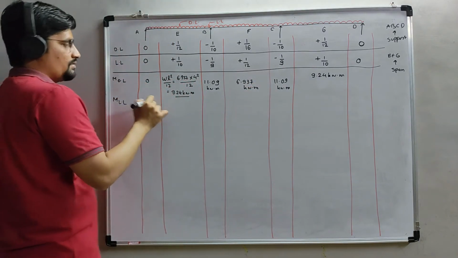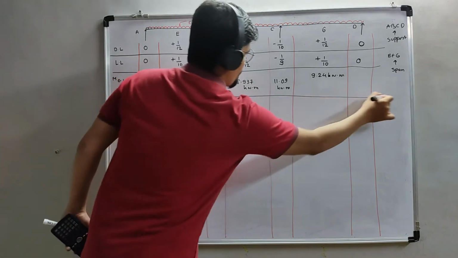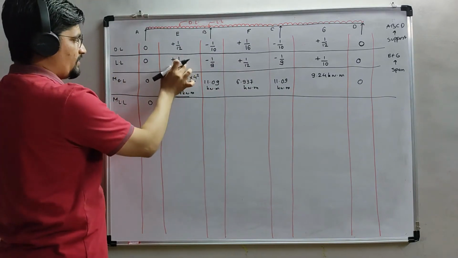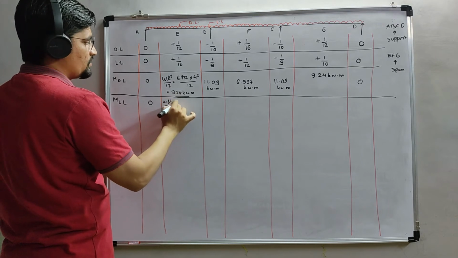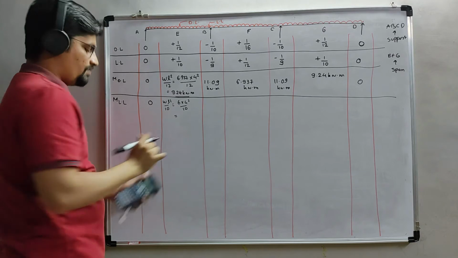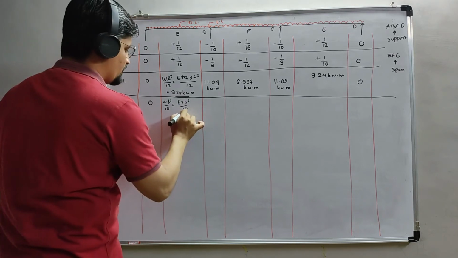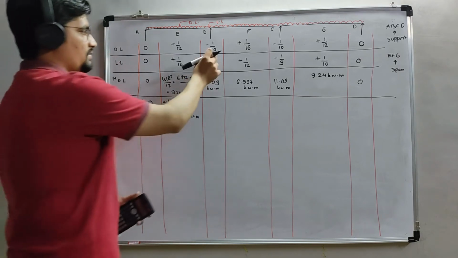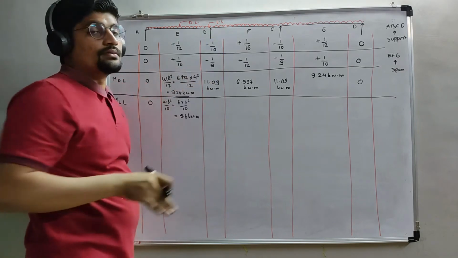Likewise, take the moment of live load. This is 0. And here live load is 6. So WL square by 10. So 6 into 4 square divided by 10, which will be 9.6 kilonewton meter. Likewise here, remember one thing, don't mix up two coefficients. Okay?